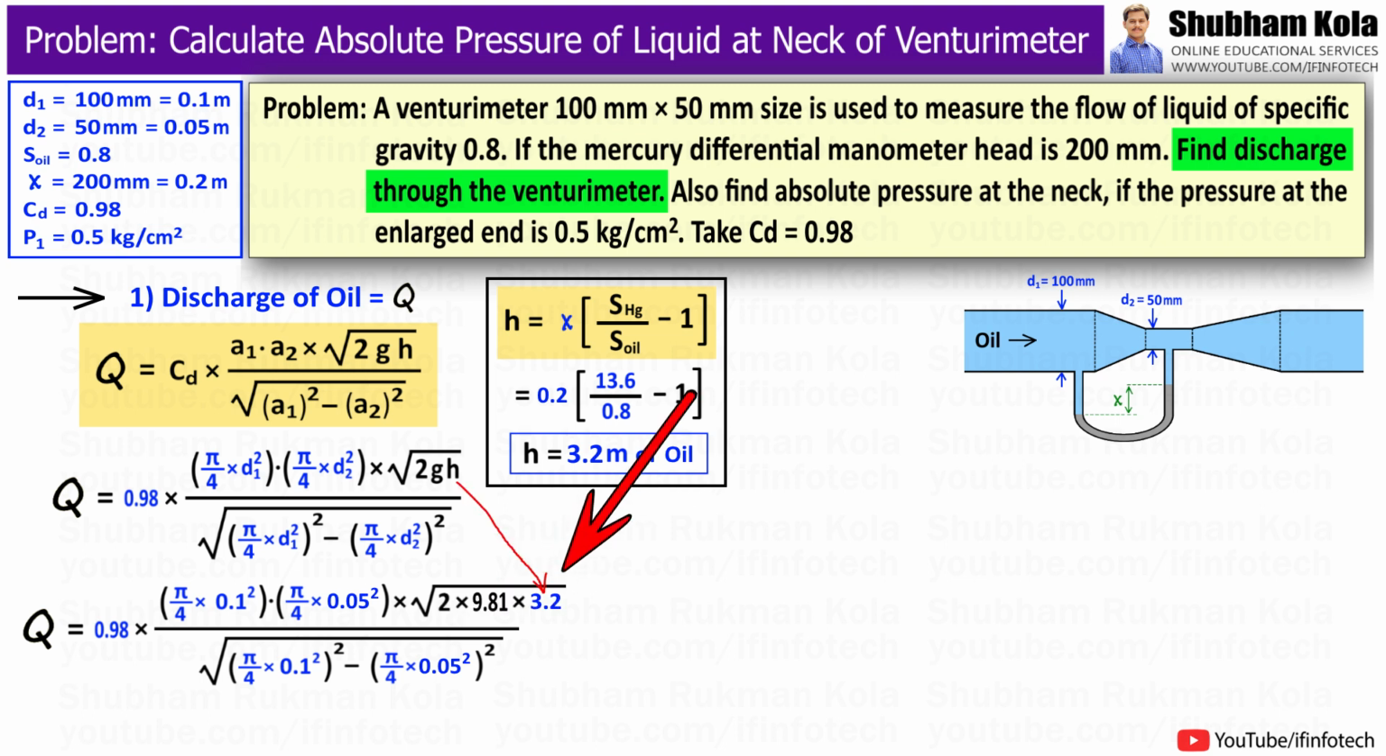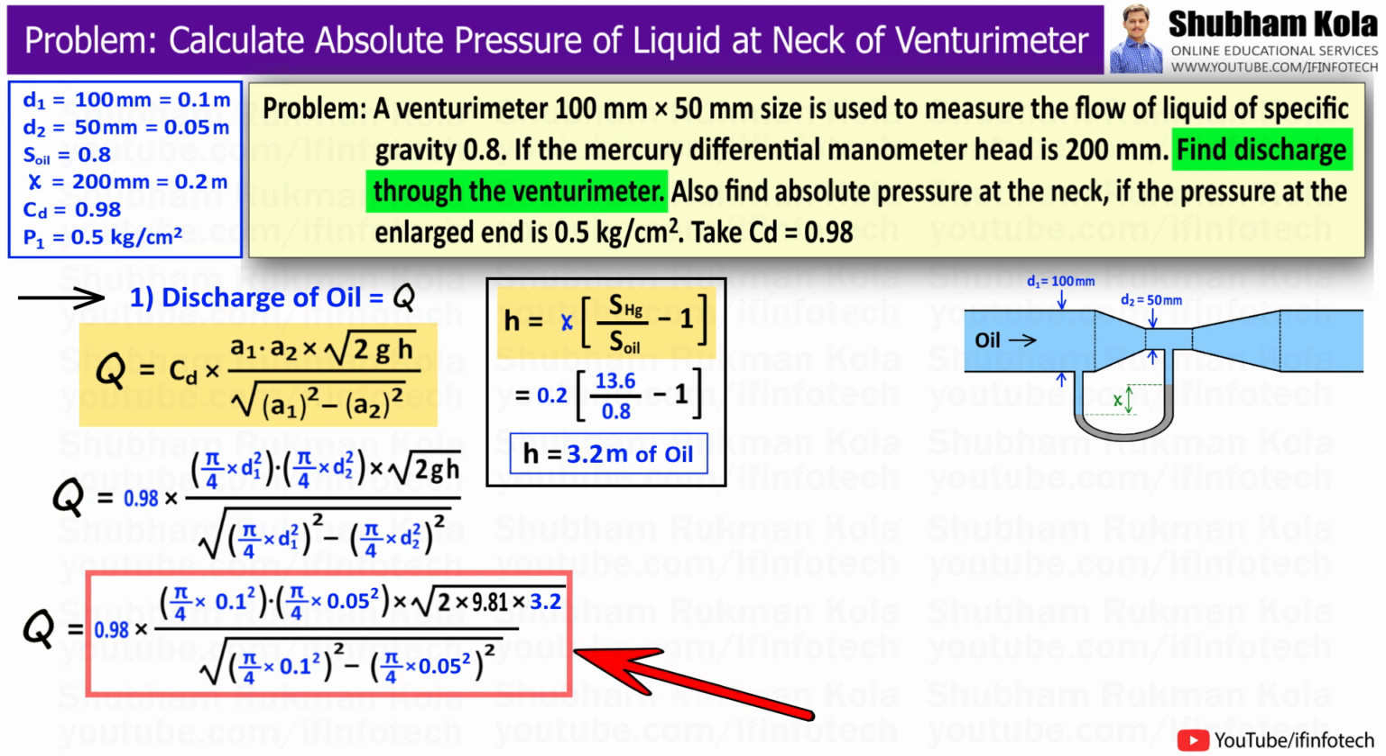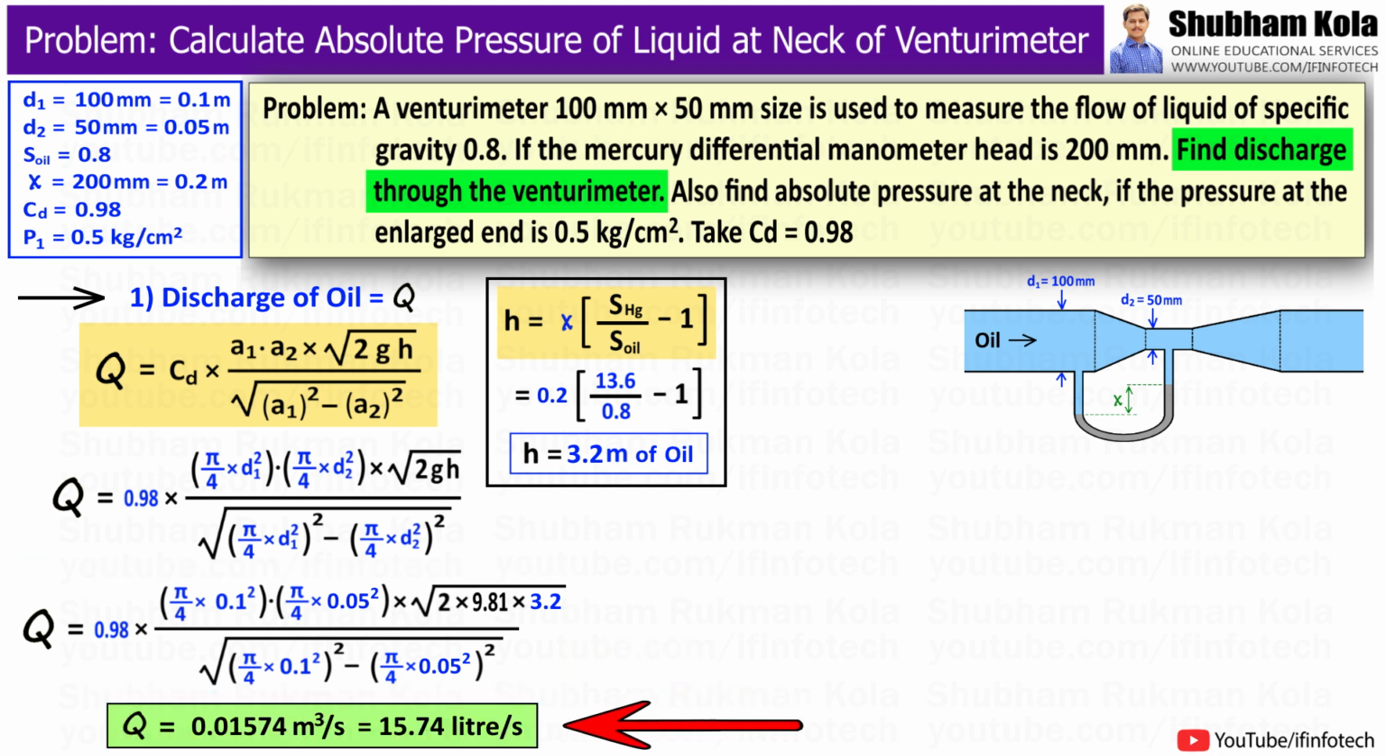Now I will put this calculated value of small h in the discharge formula, and here small g is acceleration due to gravity, which is 9.81. So now we have found all the values in the formula in order to calculate discharge. Therefore, by calculating this, the discharge of oil flowing through the Venturimeter is equal to 0.01574 meter cube per second, that is equal to 15.74 liter per second.